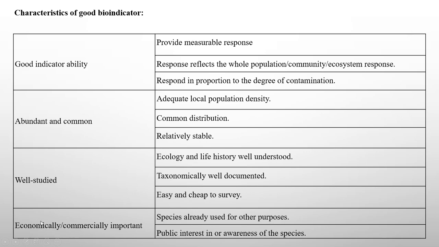Finally, economically or commercially important. The species which are used as a bioindicator should already be harvested for other purposes. And lastly, the public interest or awareness of that species should be made clear. Otherwise, due to any anthropogenic activity, the population of these bioindicators may be hindered other than by pollution stresses.